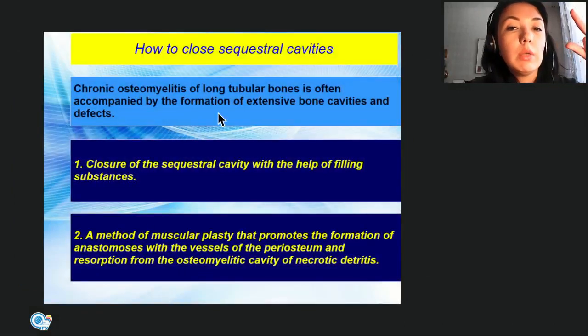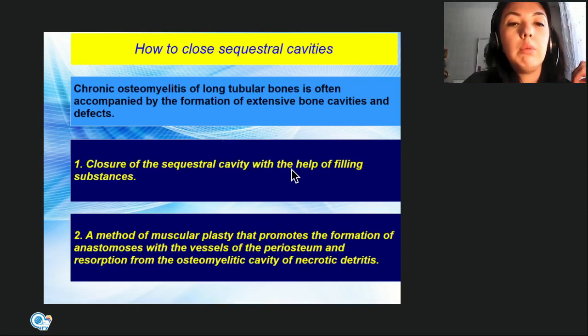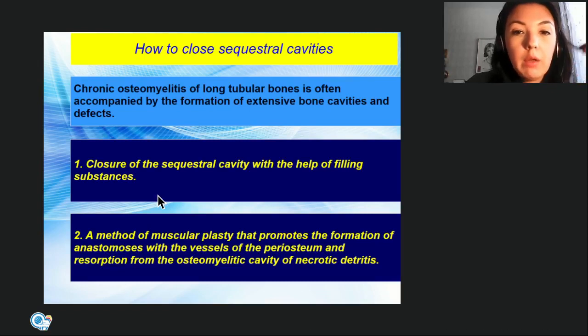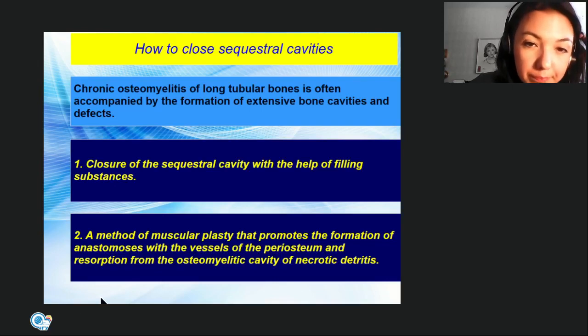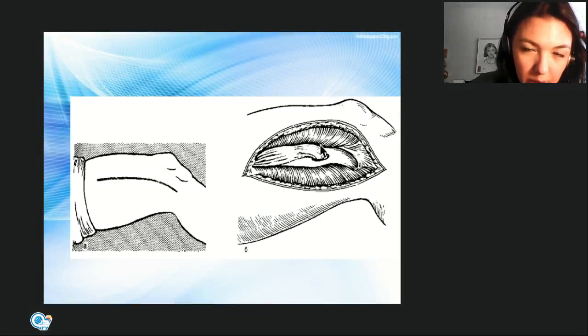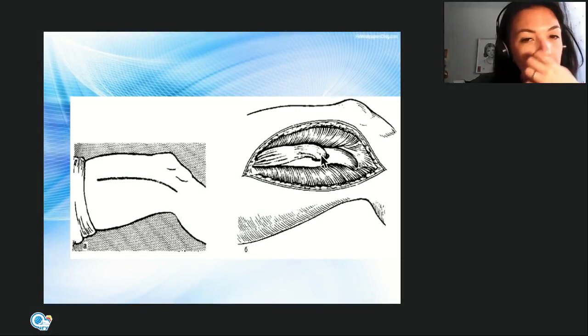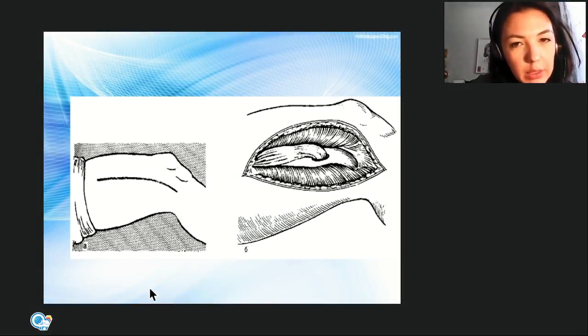In case of chronic osteomyelitis, always very large cavities are formed, and that's why sometimes we have to fill them in with something. So we can close the sequestral cavity with the help of special filling substances, and also we can use musculoplasty that promotes the formation of anastomosis with the vessels of periosteum and resorption from the osteomyelitic cavity of necrotic detritus. And so here you can see it, like into this cavity, muscle was placed.